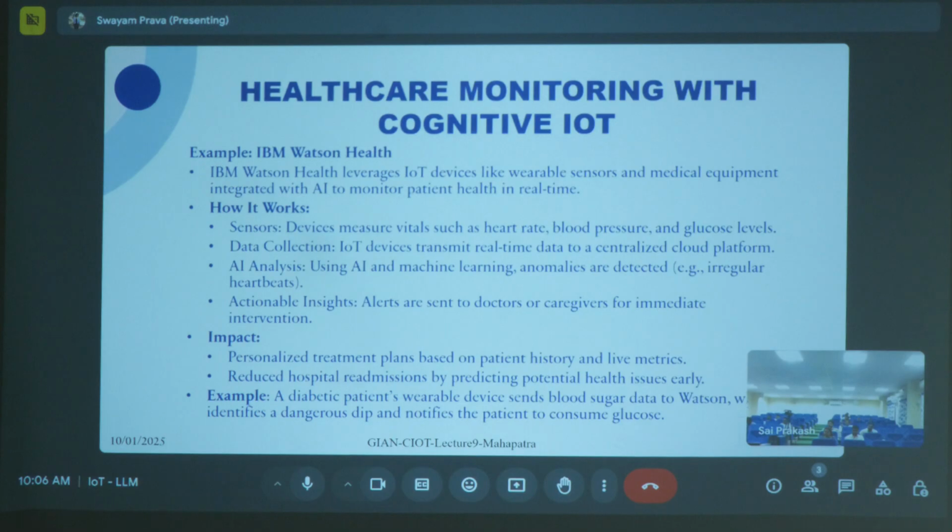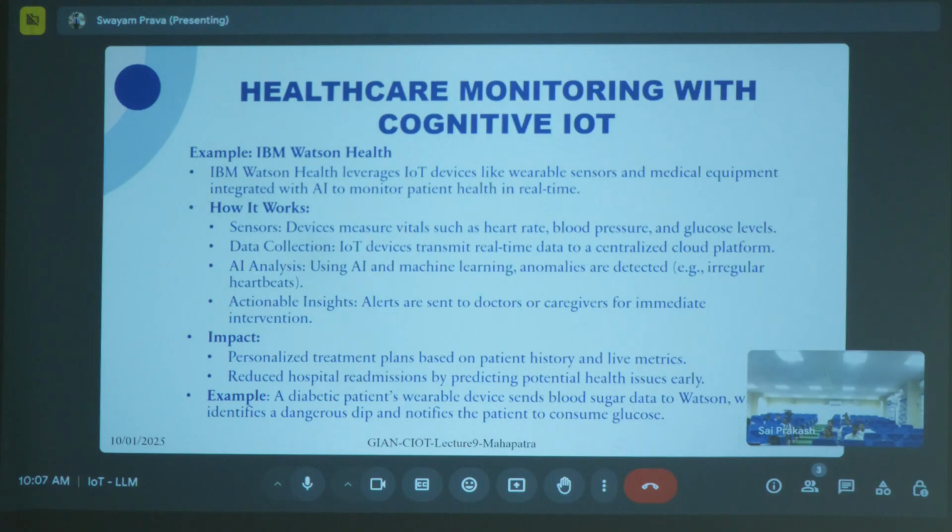IBM Watson Health uses IoT devices like wearable sensors and medical equipment to monitor patient health in real time. This system is designed to collect, analyze, and act on patient data, enabling healthcare providers to deliver timely and personalized care. So, by combining IoT with AI, Watson Health ensures that critical health metrics are monitored continuously and anomalies are addressed immediately. So, here's how the system works step by step.